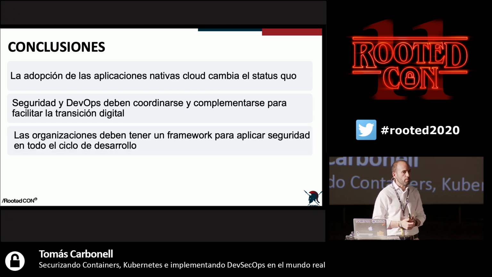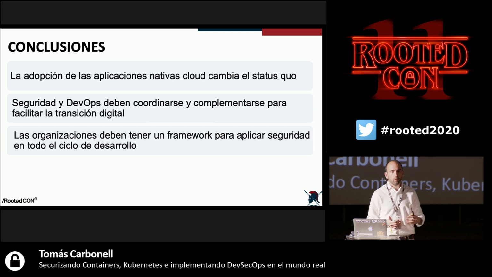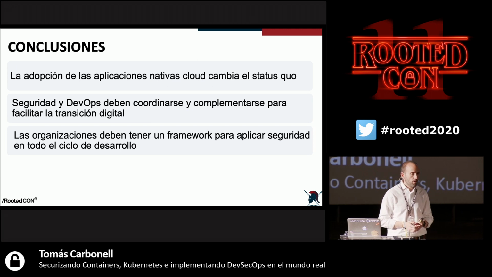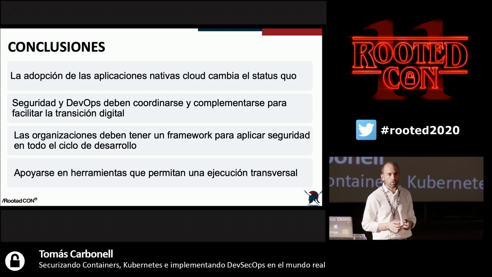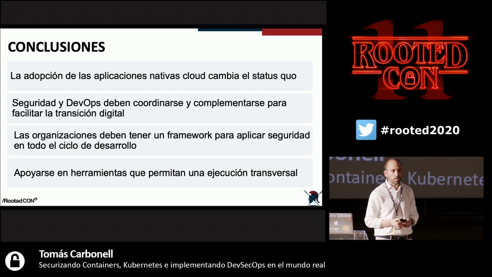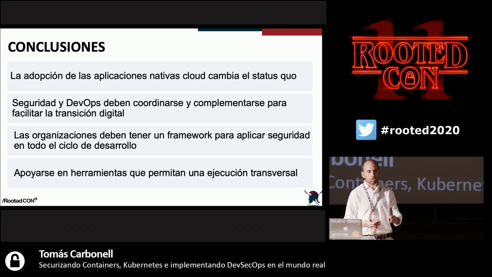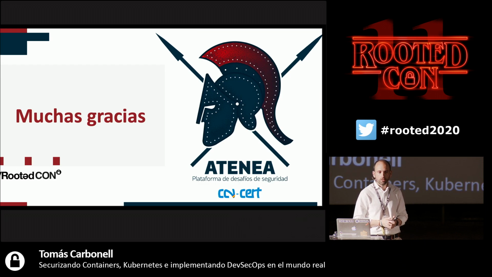The third conclusion is that we should have a framework. Organizations must have a framework, something that will allow us to implement cross-cutting solutions, and then try to find solutions on the market so that you can apply security controls effectively throughout the cycle in a cross-cutting way.